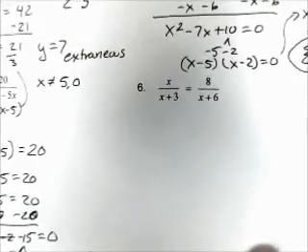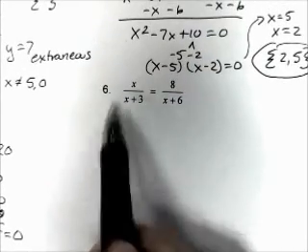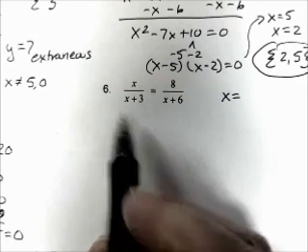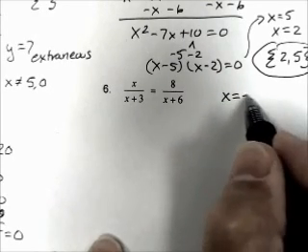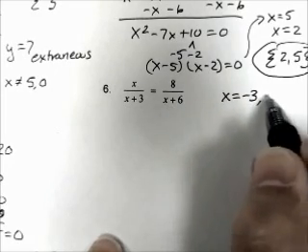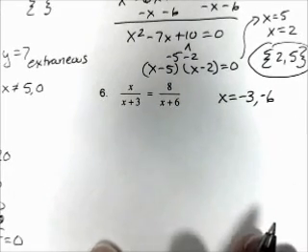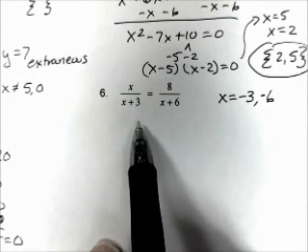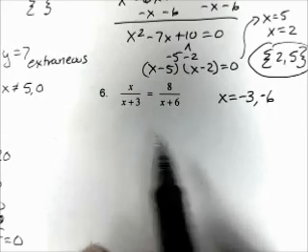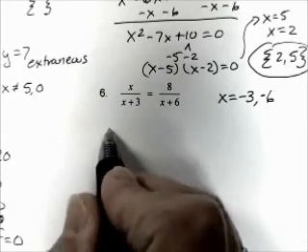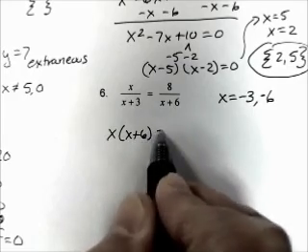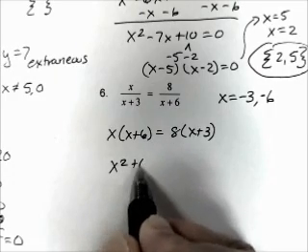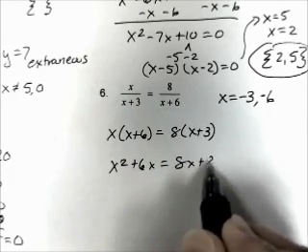And our last one, number 6. Again, when would the fractions be undefined? X cannot equal -3 or -6. Now for this one, whenever you have two equal fractions, it's called a proportion, and you probably learned in the past that you can simply cross multiply. So if I cross multiply, x times x plus 6 is equal to 8 times x plus 3. Distribute, x squared plus 6x equals 8x plus 24.